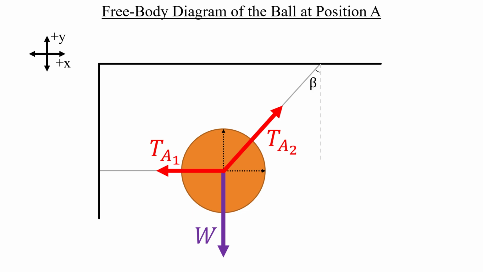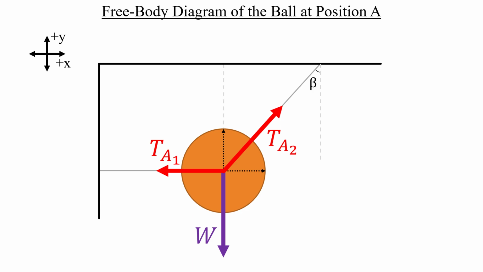Since that second tension vector doesn't directly lie along an axis, we'll need to break it up into components using the provided angle, beta. To do that, let's draw a helpful reference line extending from the y-axis located on the ball.